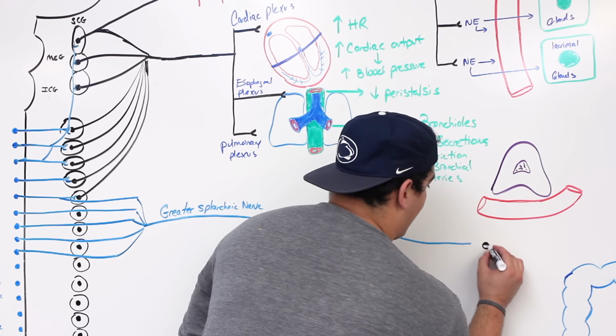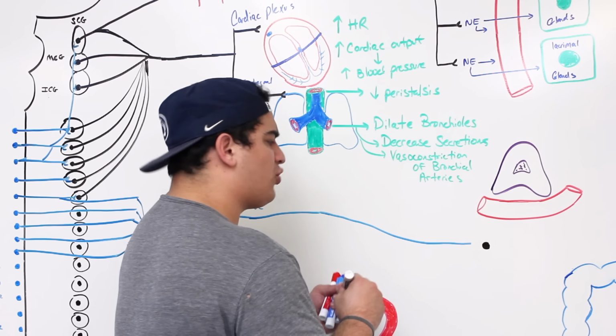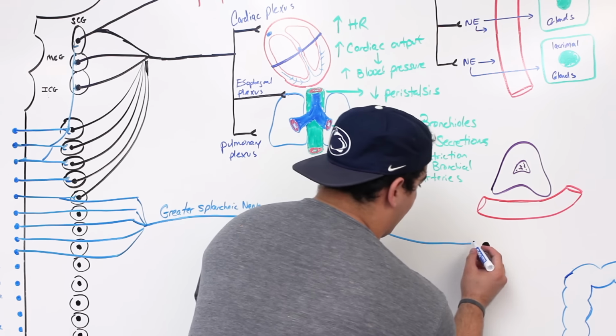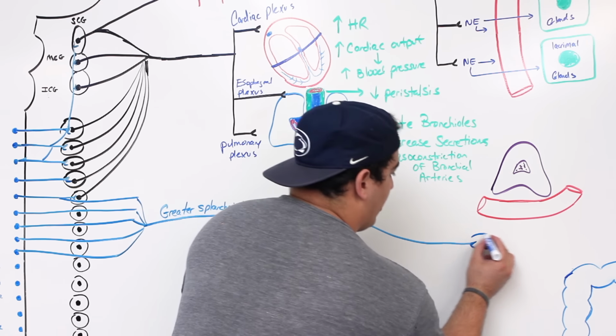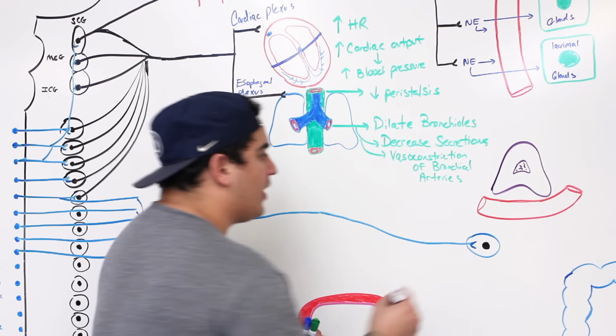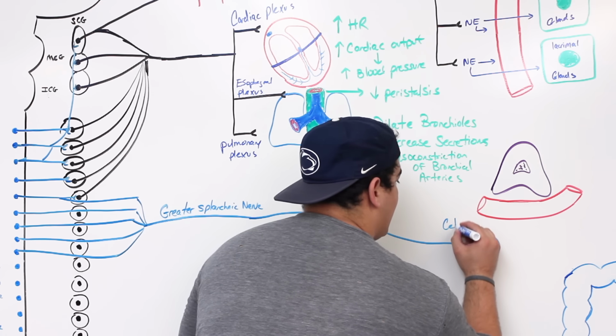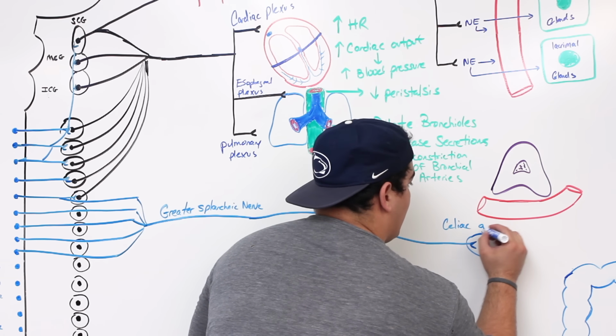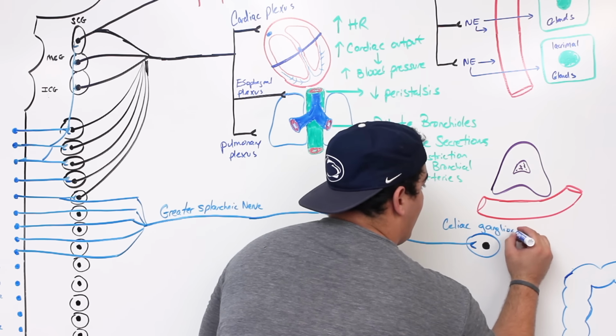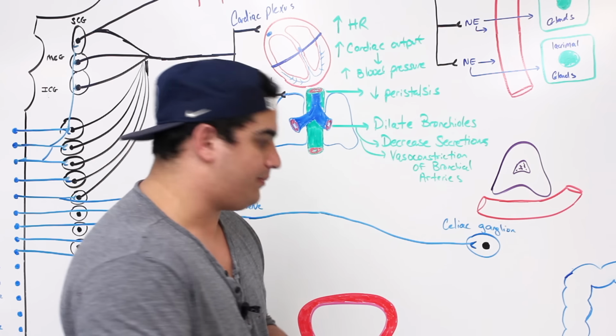So let's actually show that guy right here. Here's the cell body. I'm just drawing one, but remember there's multiple cell bodies here. Synapse is right there. There's the ganglion. What is this ganglion called? This ganglion is called the celiac ganglion. And remember, this is a prevertebral or collateral.